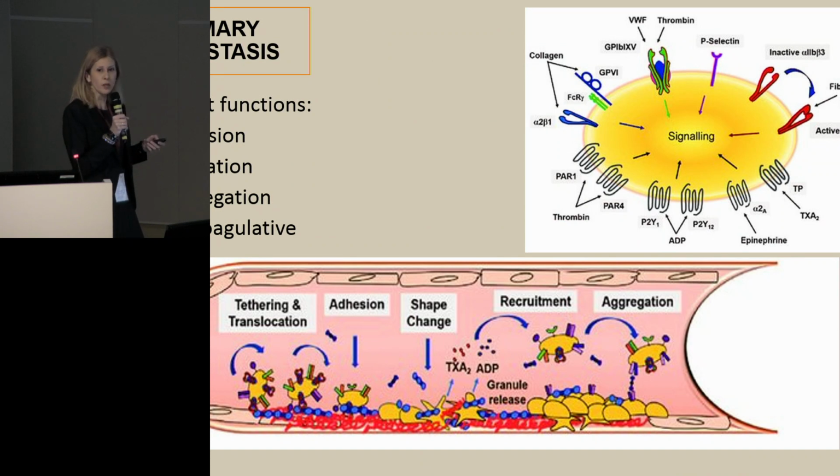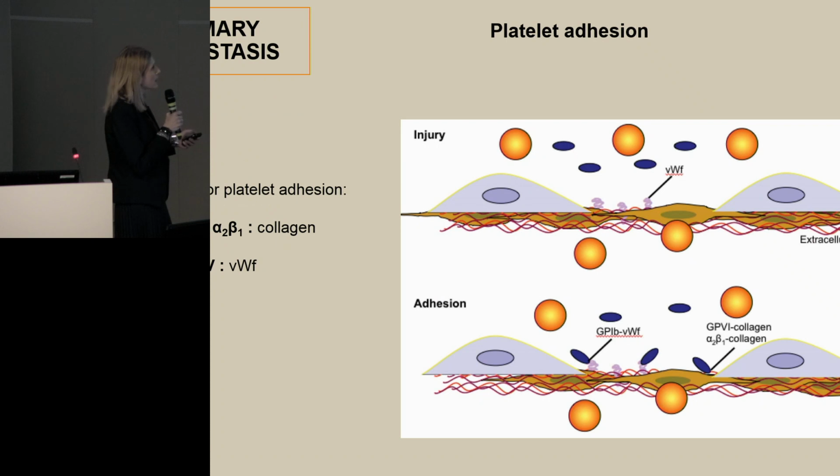Primary hemostasis, we know. Here the platelets play the major roles, and they have these functions of adhesion, activation, aggregation, but very important procoagulant function. And as you can see here, the platelets express on their surface many, many receptors, actually much more than in this slide. And actually the platelets are quite complex structures. So the first thing that happens is platelet adhesion. It means that the platelets become adhesive to this subendothelial matrix, especially to collagen and to von Willebrand.